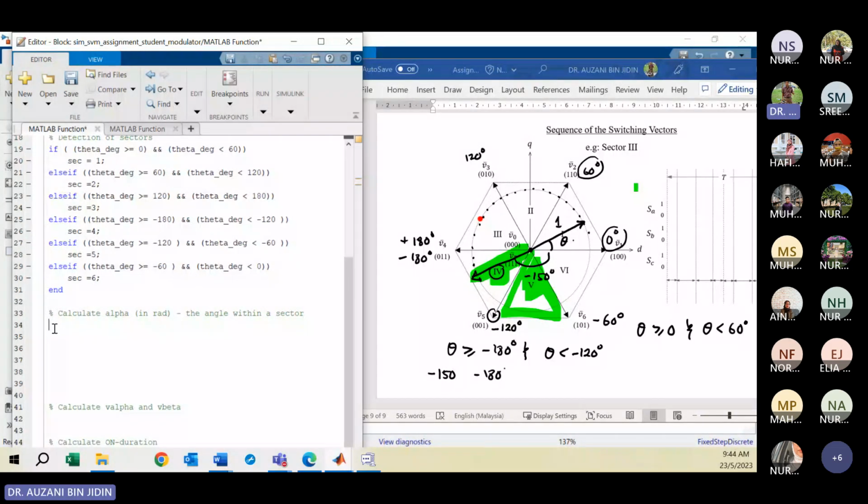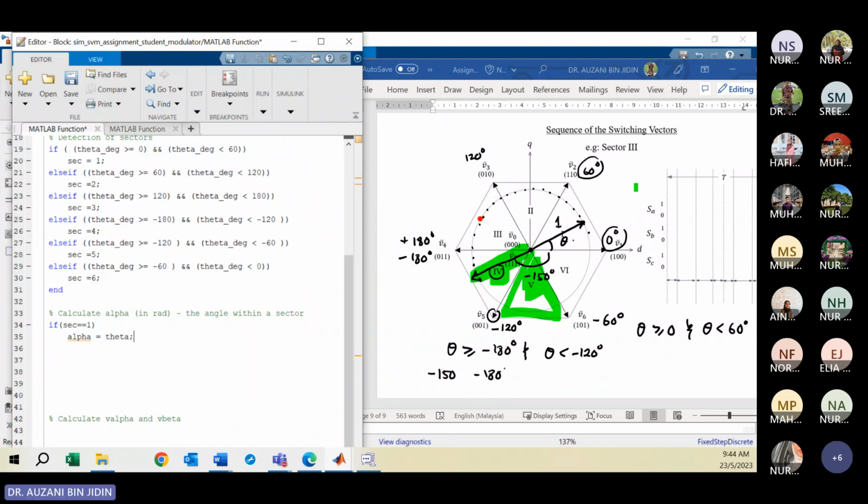How do we obtain, how do we calculate alpha? Let's say your vector is now located in sector 1. You must write like this: if, sector double equal symbol 1, enter. In this case your alpha will be what? Someone give the answer. Your alpha will be theta degree or theta? You must set alpha in radian, so your alpha will be theta.